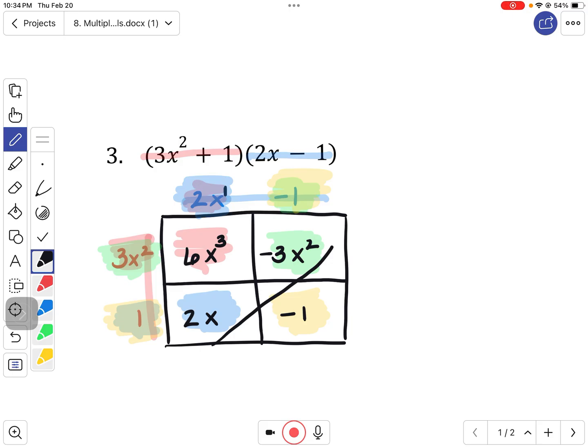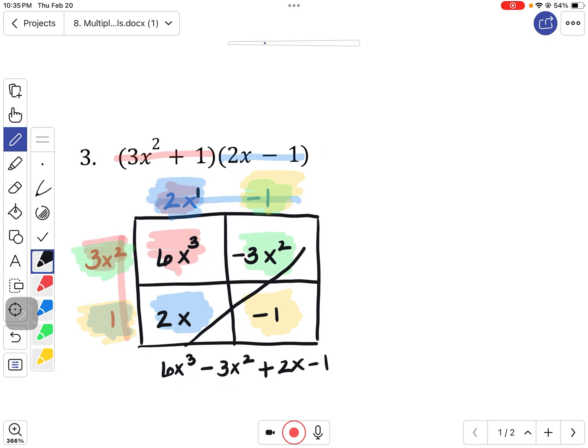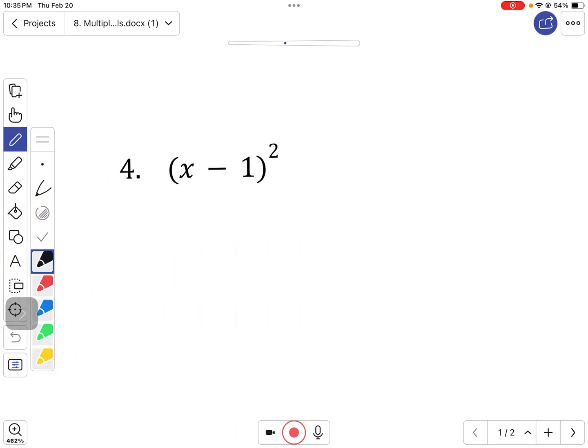So now I'm just going to write them from my highest power, which is my 6x to the third. My next highest power would be a negative 3x squared. My next highest power would be a positive 2x. And finally, I'm going to end with a negative 1. Okay, let's just do one more box.